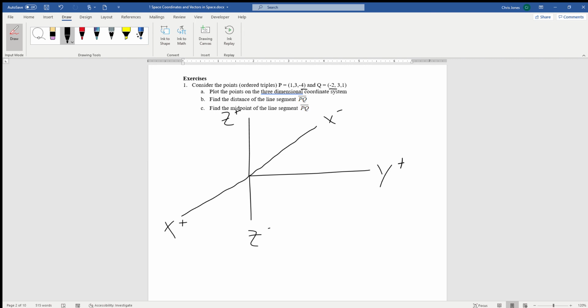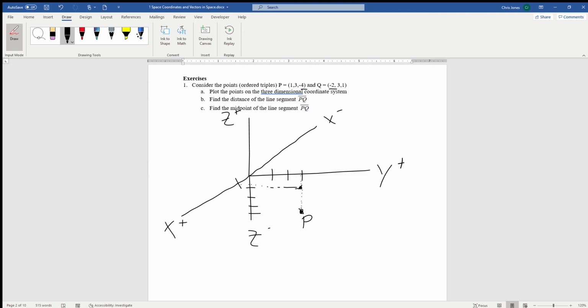If I was to plot the point (1, 3, -4), here's how I would do that. I would go 1 in the positive direction. I would move 3 units in the positive y direction. You can almost think of this as a point that's on the floor. Now, we want to go below the floor because we have to go 4 down. So we're going to go 1, 2, 3, 4. We're just going to trace this down 4 units. And so this is our point P.